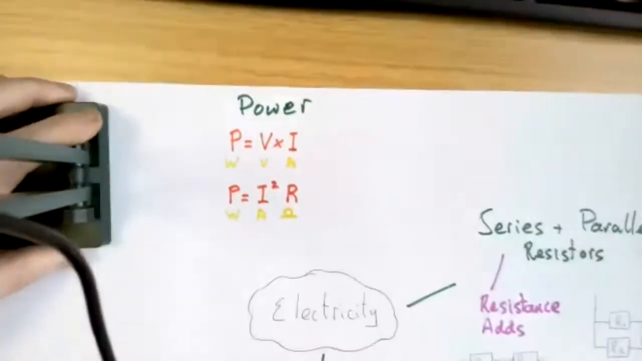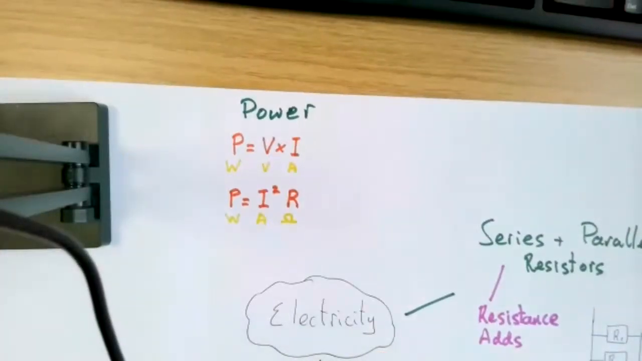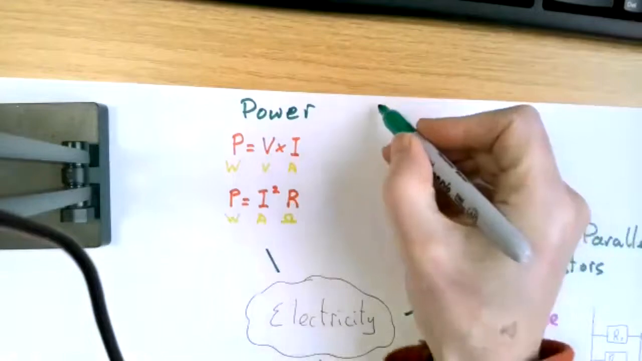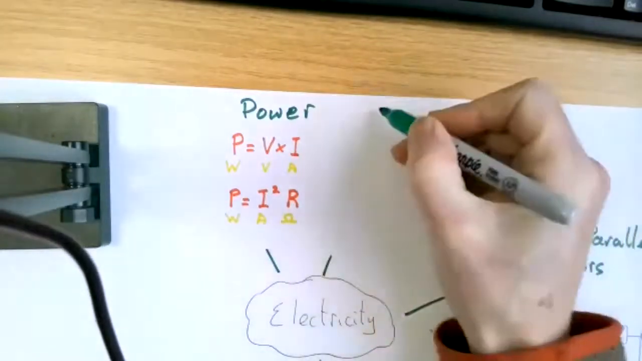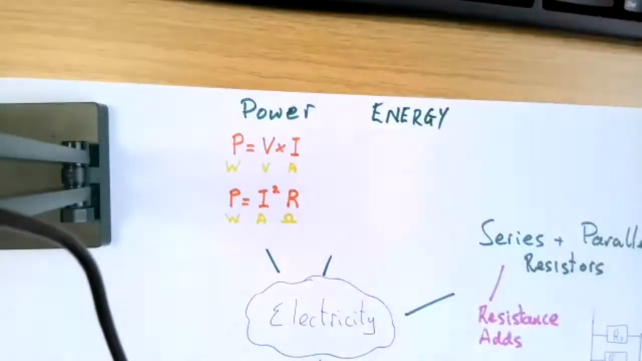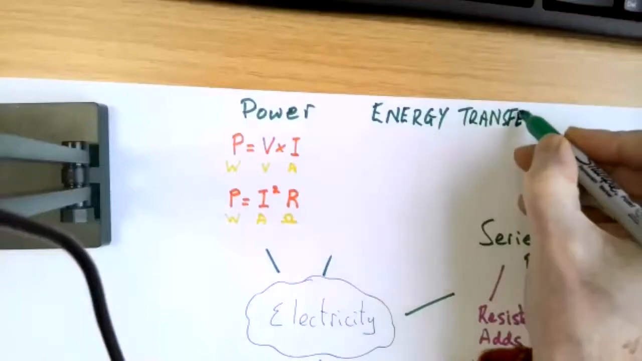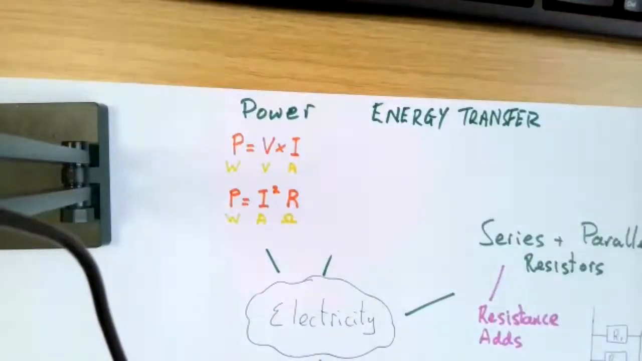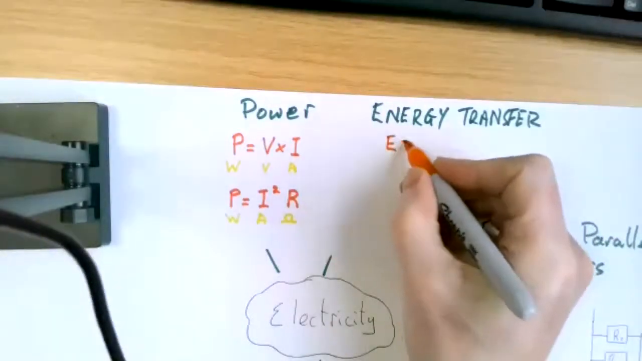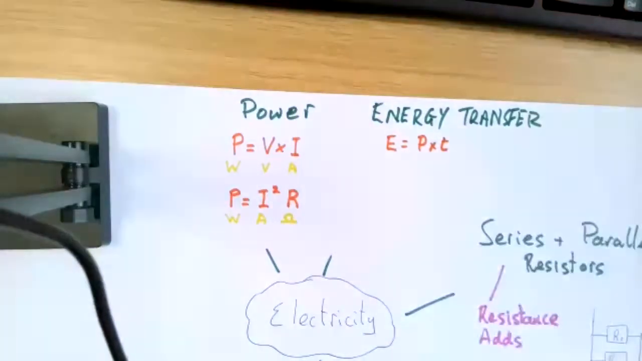The next lesson, lesson 11, is on energy. And again, it is just two equations. So we can do that up there because we've got enough space up here. Energy transfer. And that one is again those two equations. So energy is equal to power multiplied by time. Make sure you know these equations. You must know these equations.